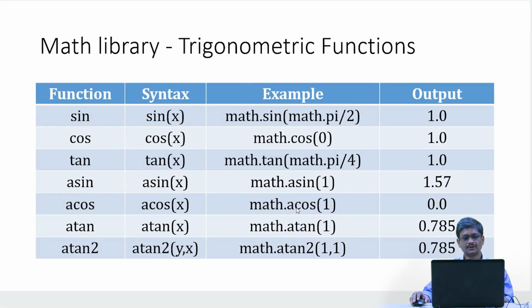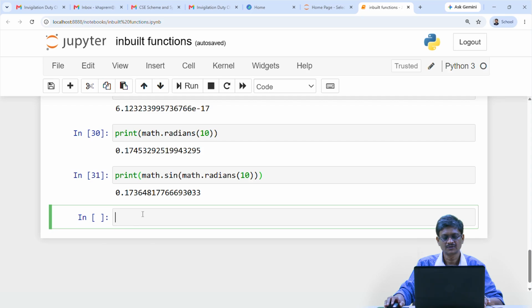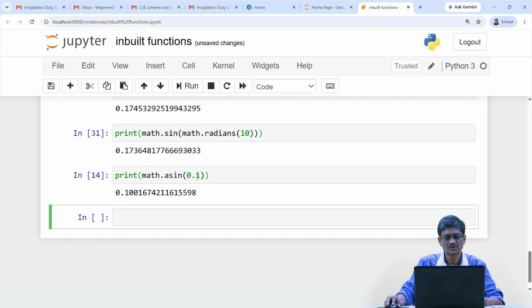Now let us calculate the inverse of sine 0.1. I am taking the sine inverse of 0.1 because the sine value is basically between 0 and 1. To calculate the inverse of sine of 0.1, I just need to write print math dot, in place of sine you now have asin, that is the sine inverse, and I just need to write 0.1. Let us see what output I am getting. Sine inverse of 0.1 is coming out to be 0.1011.